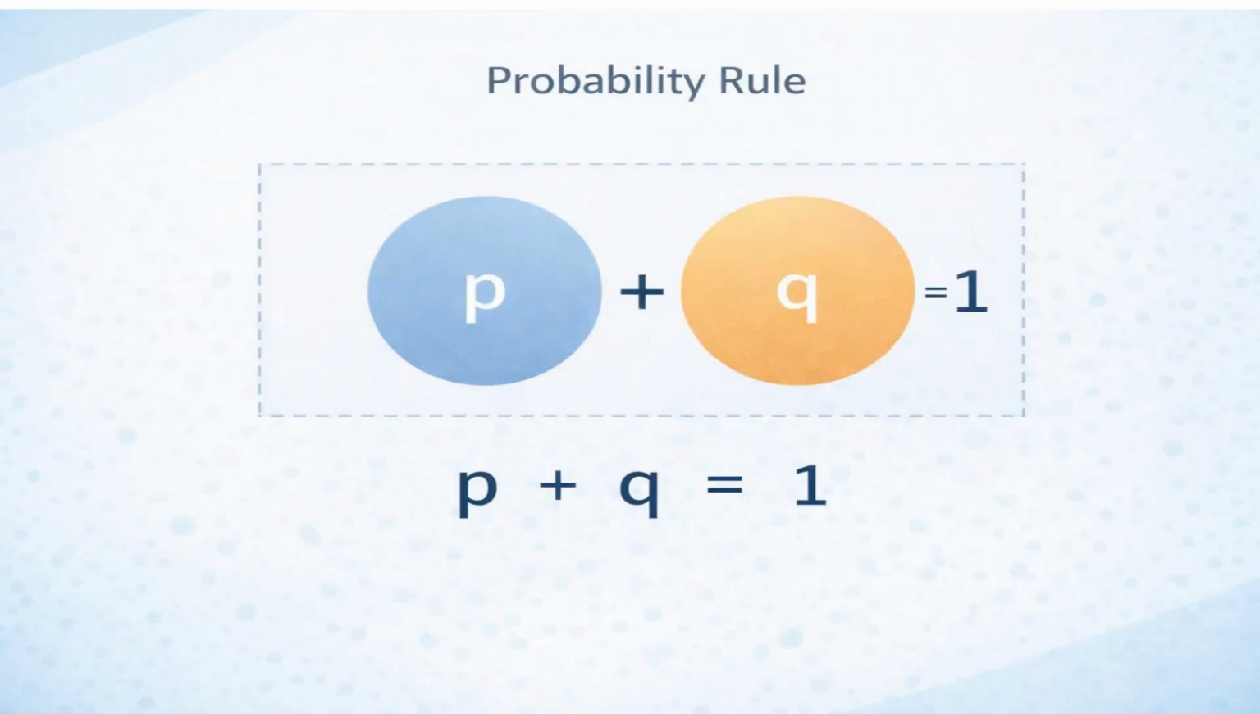A fundamental probability rule is P plus Q equals 1. If an event has only two possible outcomes, such as success or failure, then the probability of one automatically determines the other. For example, if the probability of customer retention is 0.7, then the probability of churn must be 0.3. This rule underpins hypothesis testing, confidence intervals, and decision-making under uncertainty.